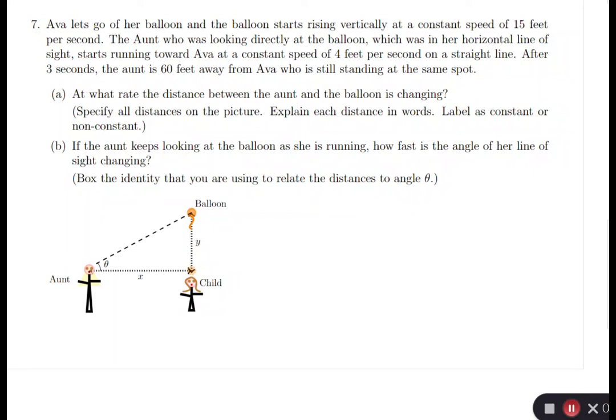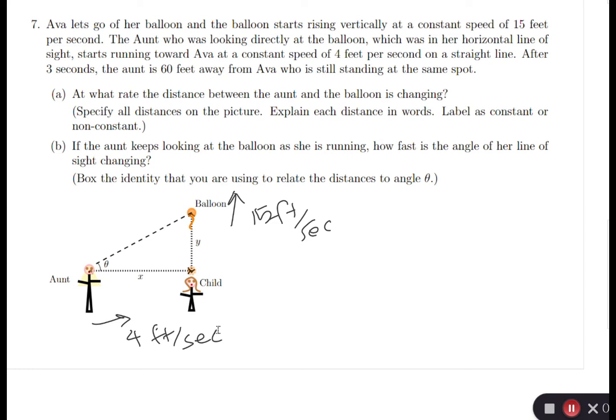A person lets go of her balloon, and the balloon starts rising vertically at a constant speed of 15 feet per second. The ant, who was looking directly at the balloon, starts running toward Ava at a constant speed of 4 feet per second.